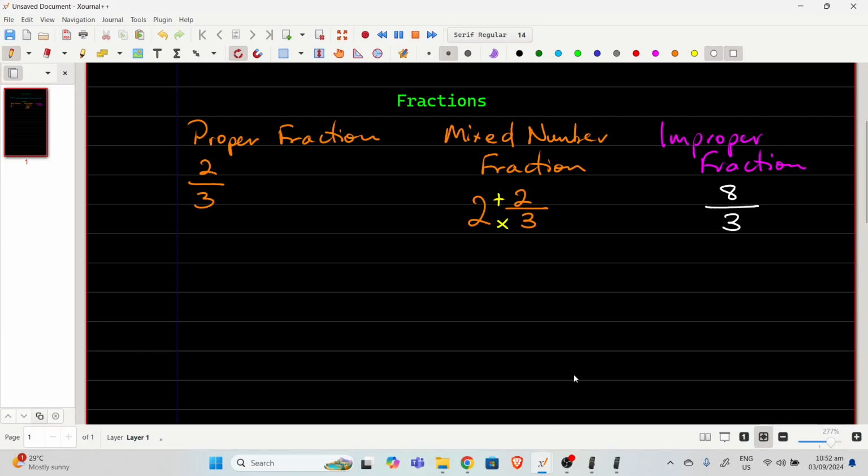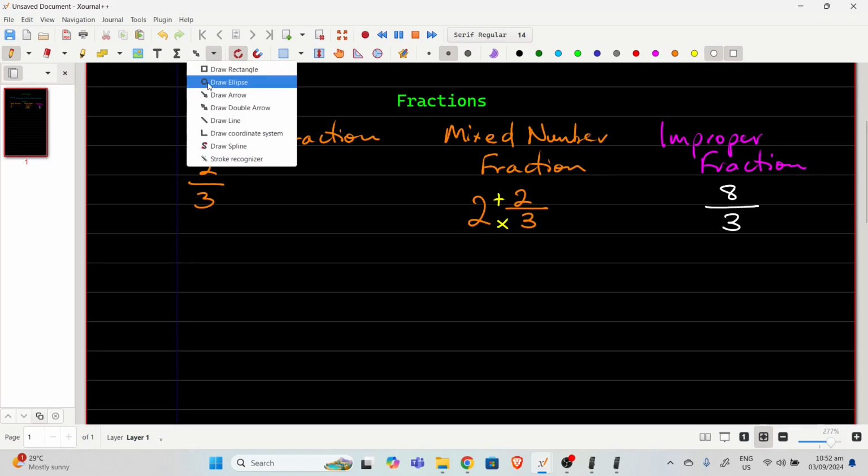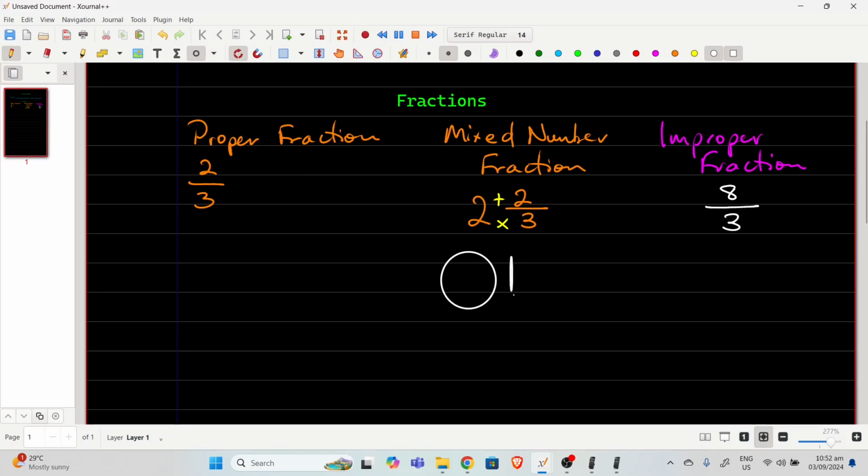And you can think about it like this, right? If I have 2 whole pieces and then 2/3, then how many pieces altogether do I have? So let's say I take this here, 2 whole pieces. And then I have another piece where I break it up. I'm breaking this whole piece up into 3 pieces, and I have 2 of 3 pieces here already.